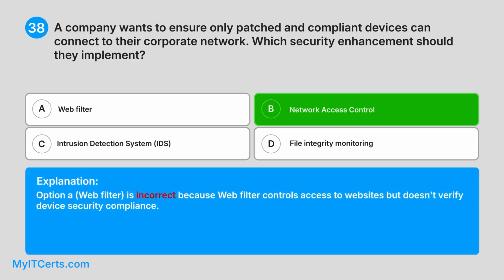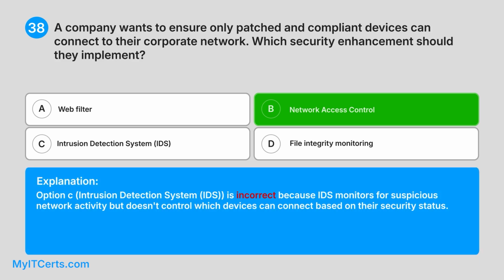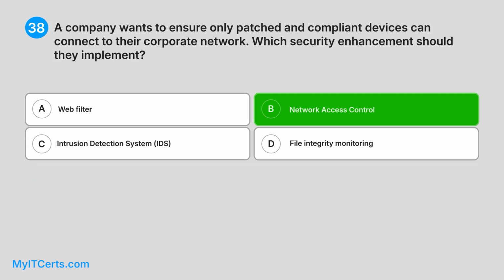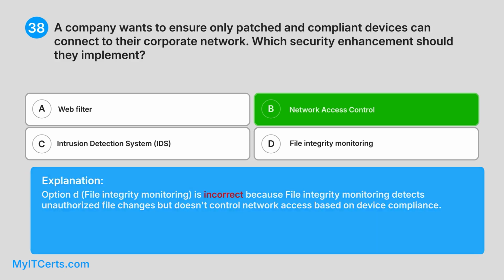Option A, Web Filter, is incorrect because Web Filter controls access to websites, but doesn't verify device security compliance. Option C, Intrusion Detection System, IDS, is incorrect because IDS monitors for suspicious network activity, but doesn't control which devices can connect based on their security status. Option D, File Integrity Monitoring, is incorrect because File Integrity Monitoring detects unauthorized file changes, but doesn't control network access based on device compliance.